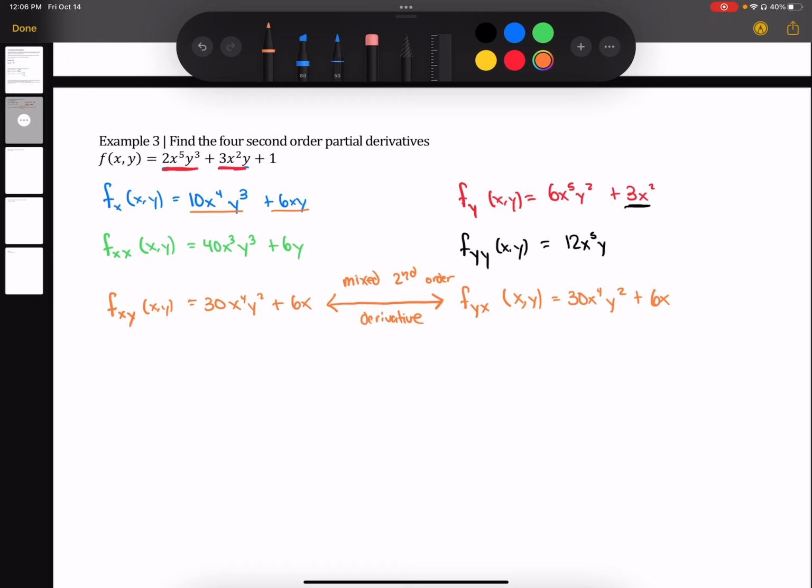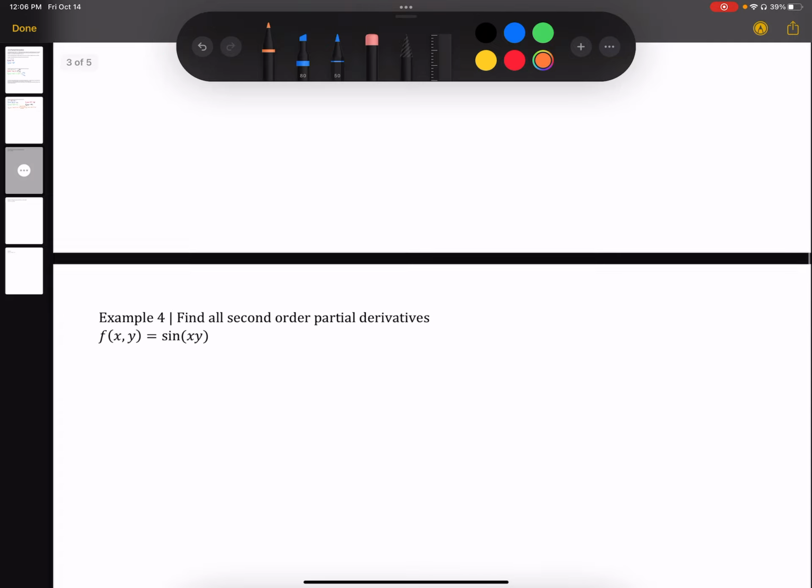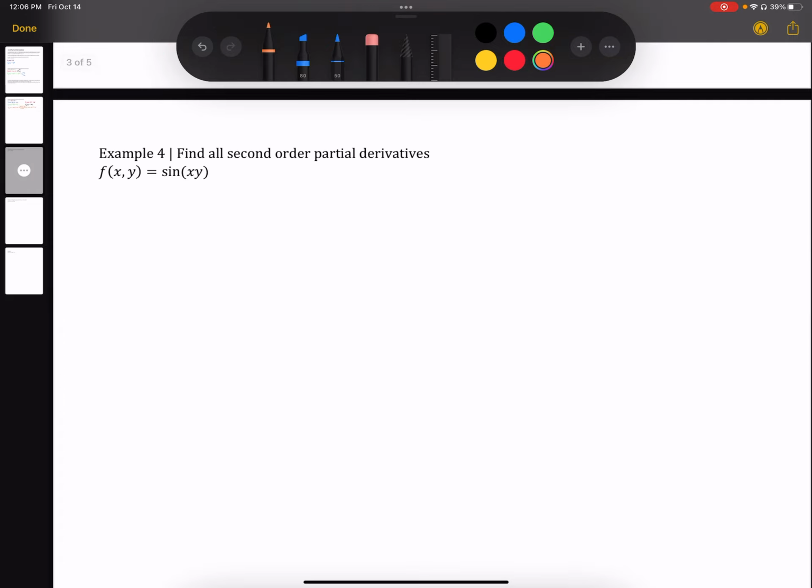So look out for that. If you get two different things for that mixed derivative, it's a good indicator that you've done something wrong in one of the derivatives. For our fourth example, we want to find all second order partial derivatives.